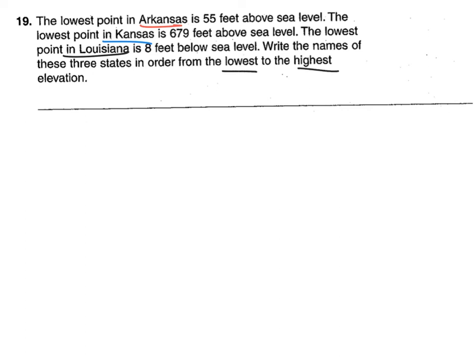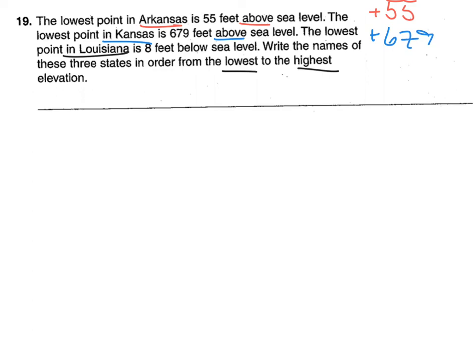So we're going to look at Arkansas and note that it has an elevation of 55 feet above sea level. So that means we're going to want to write it as +55 because it's above sea level. All right, Kansas is 679 feet above sea level. So again, it's positive, and then it's 679. So notice right away that's a much larger number than 55, so it's definitely going to be further to the right than Arkansas on our list and on a number line.